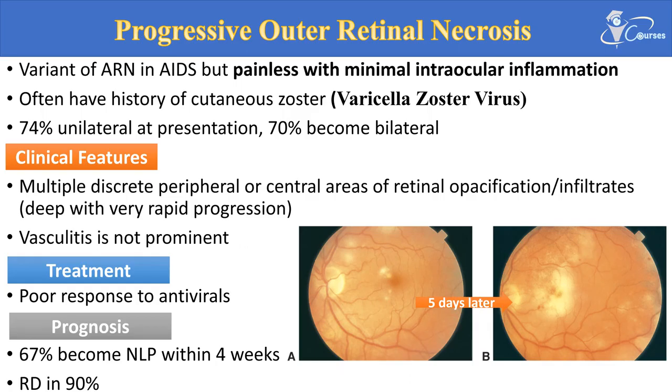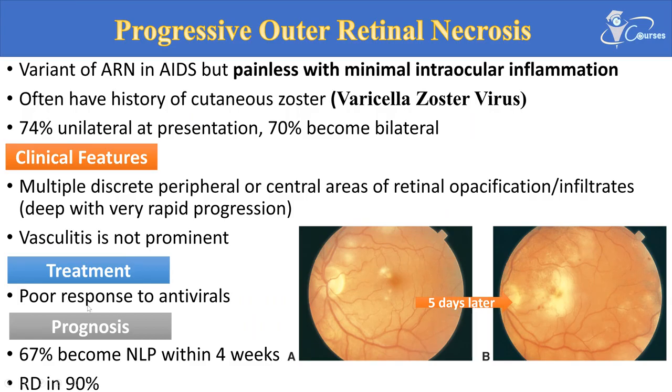74% of patients have a unilateral presentation, while 70% become bilateral. In the clinical features, there will be multiple discrete peripheral or central retinal opacifications or infiltrations with very rapid progression. You see, this is the same patient after 5 days, with multiple areas of retinal opacification, and after 5 days they become confluent, very progressive. But here vasculitis is not prominent. You can see there is no hemorrhage here, there is no vasculitis.